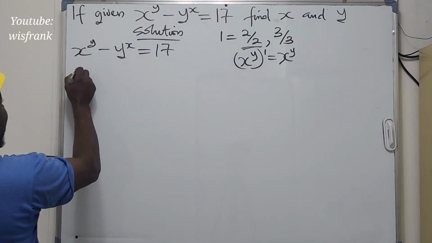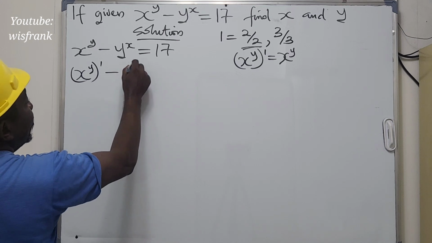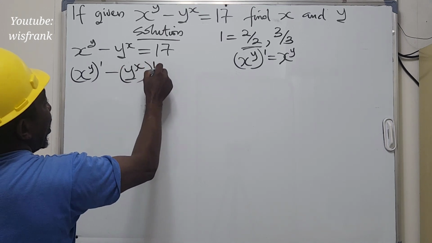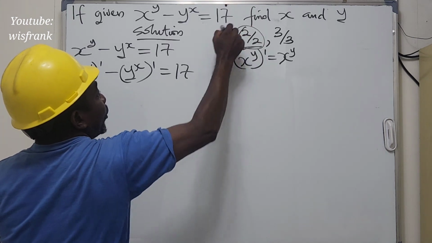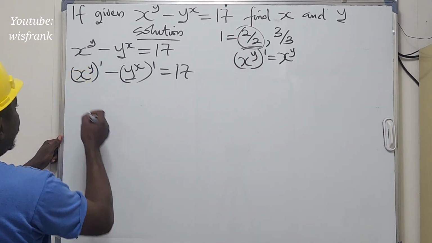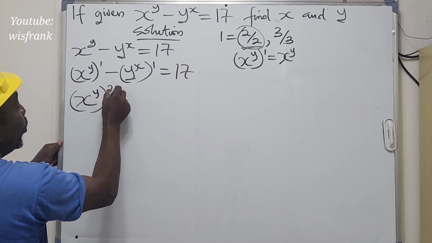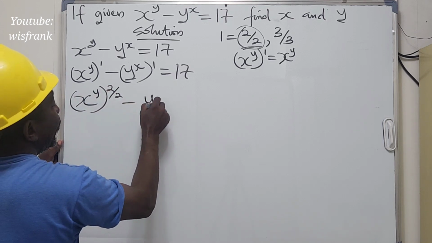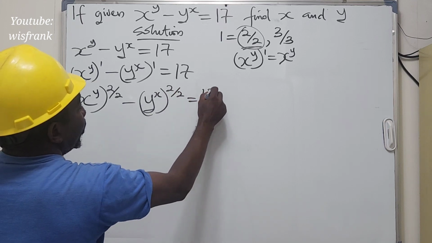So here we can write this as x to the power of y all to the power of 1 minus y to the power of x all to the power of 1 equals to 17. So in the place of 1, we are going to substitute 2 upon 2. So this will become x to the power of y all to the power of 2 upon 2 minus y to the power of x all to the power of 2 upon 2 equals to 17.